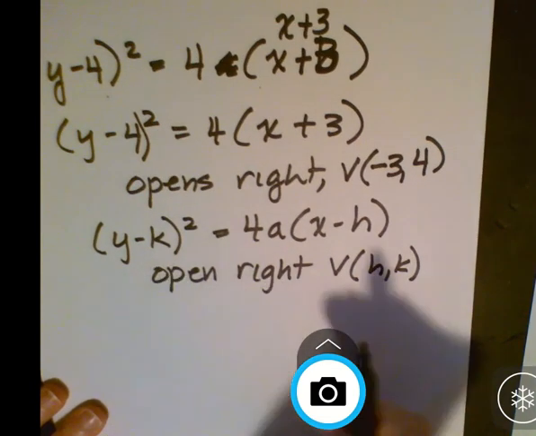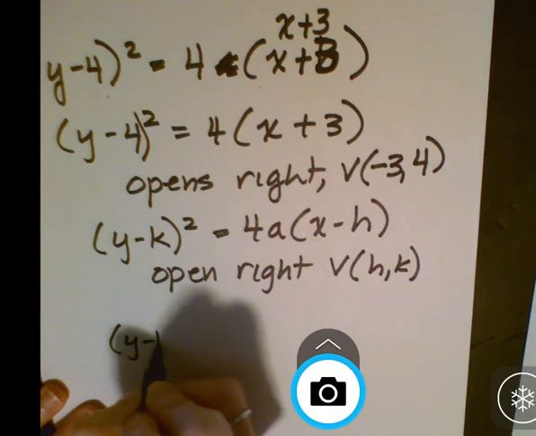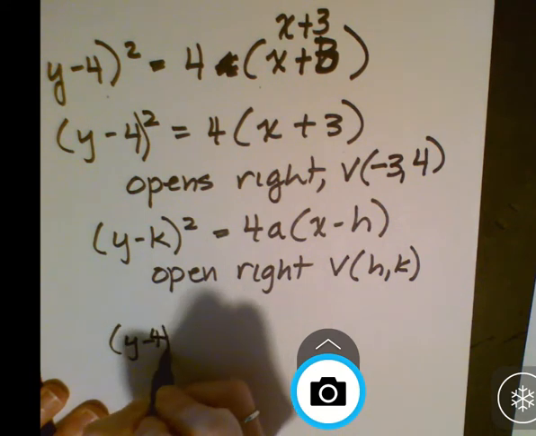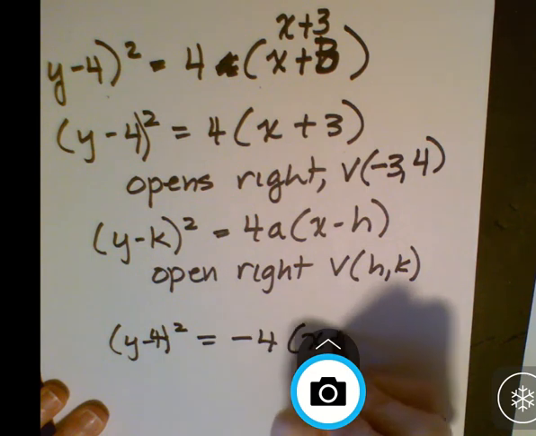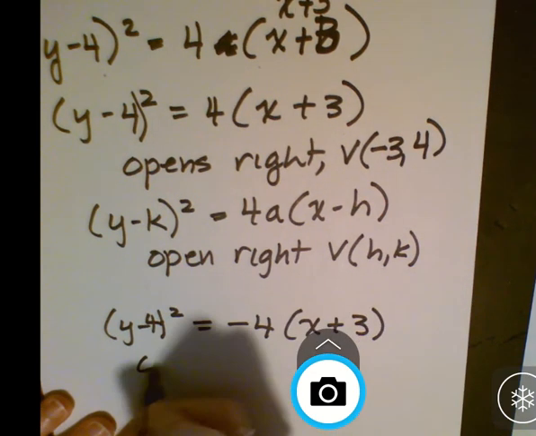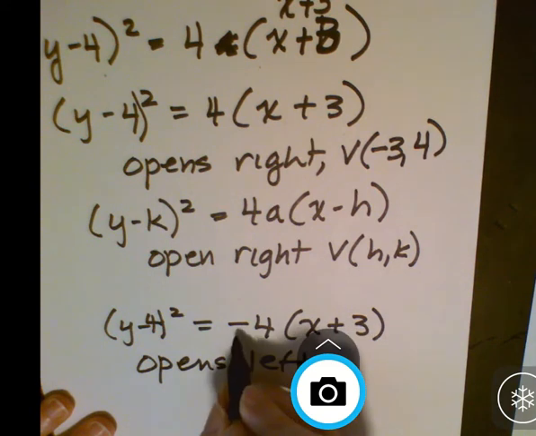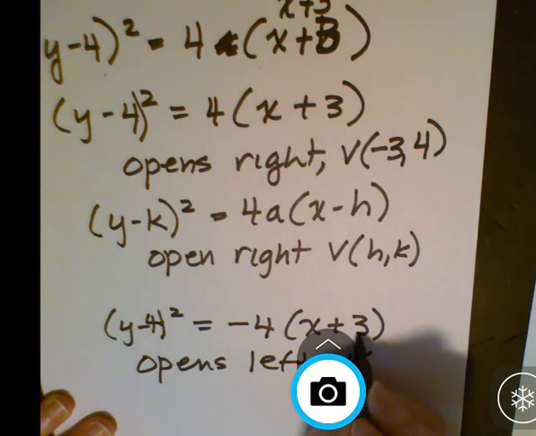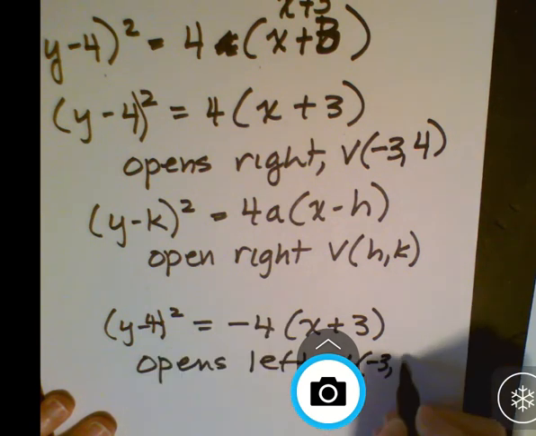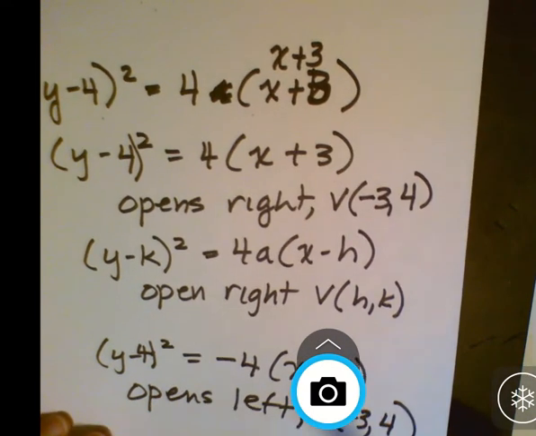How would we have one like this that opens to the left? Well, y minus 4 squared equals negative 4 times x plus 3 would be a parabola that opens left because this is negative. It's a y squared with a negative over here. Opens left with a vertex of negative 3, positive 4. So we need to know those standard forms.